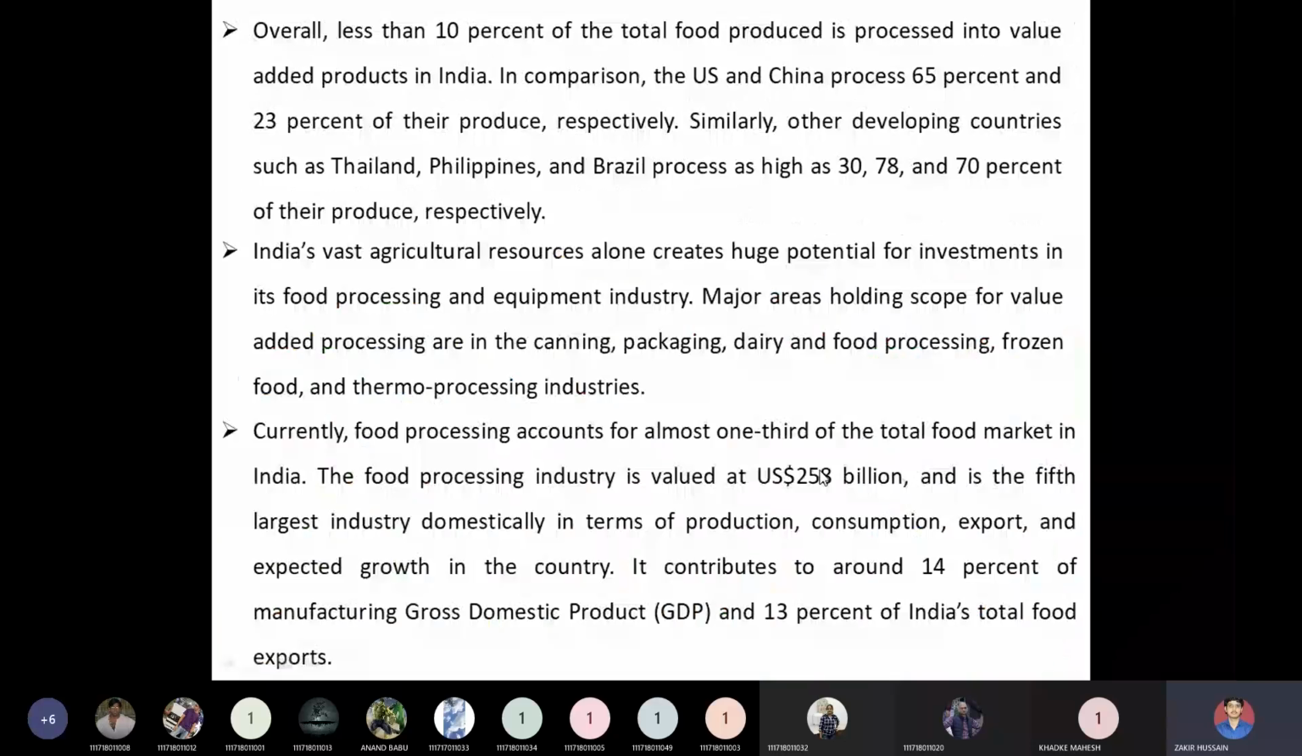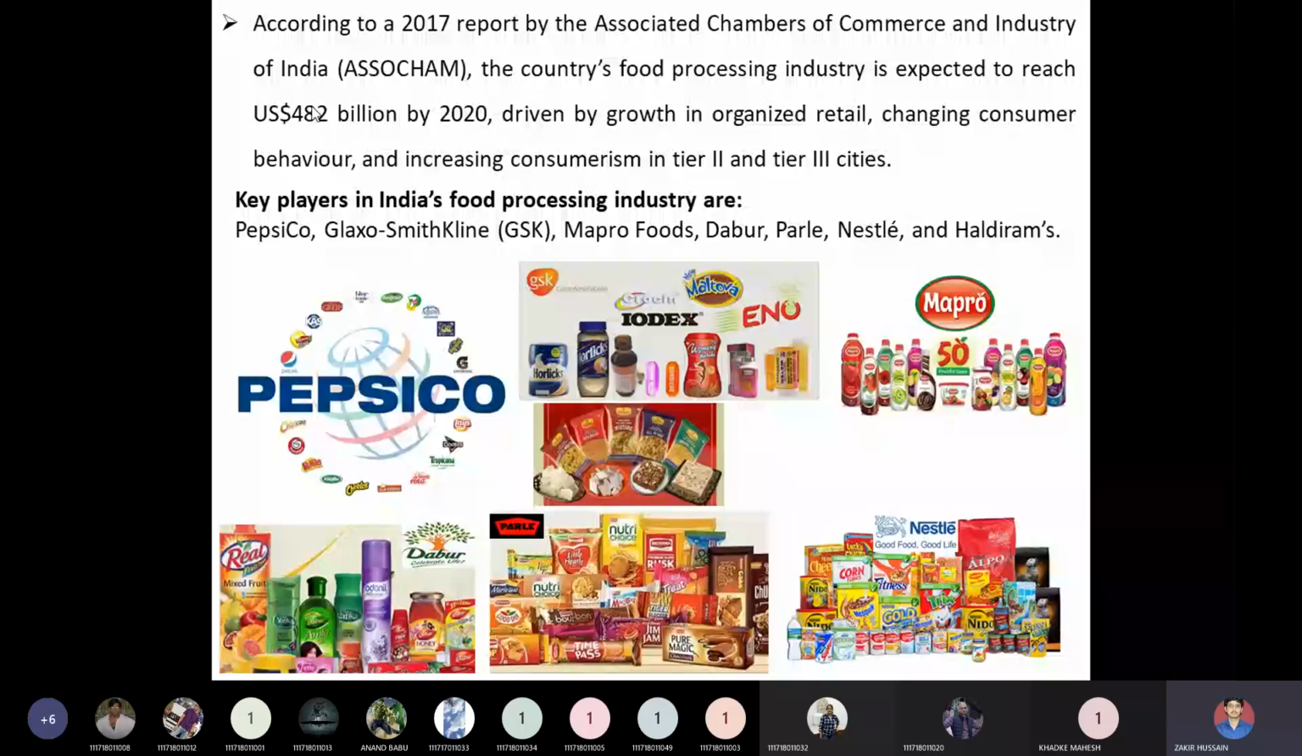Then this industry is driven by growth in organized retail, changing consumer behavior and increasing consumerism in tier 2 and tier 3 cities. Tier 1 cities, like metro cities, have easy access to processed foods. Whereas tier 2 and tier 3 cities don't have access to big malls, and don't have direct access to processed products. If you can increase the logistics and the processed food reach towards them, then the turnover of the food processing industries, as well as their GDP contribution, will increase as much as possible.